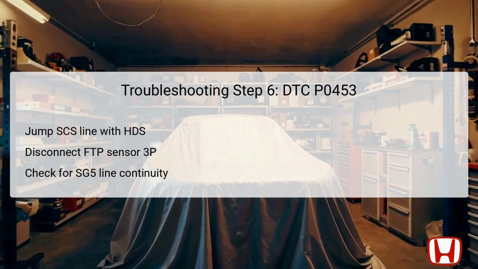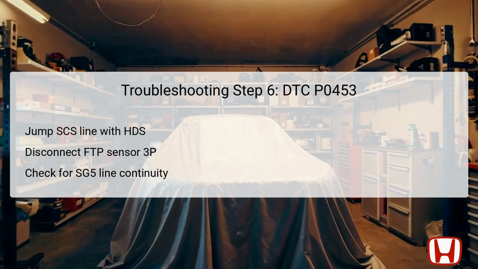In the final troubleshooting step, repeat the jump of the SCS line with HDS as per the previous step, ensuring vehicle safety. Disconnect both the FTP sensor 3P connector and the PCM connector A to access the necessary terminals for continuity checks. Utilizing a jumper wire, connect terminal A of the FTP sensor 3P connector number 1 to body ground for effective diagnostics.